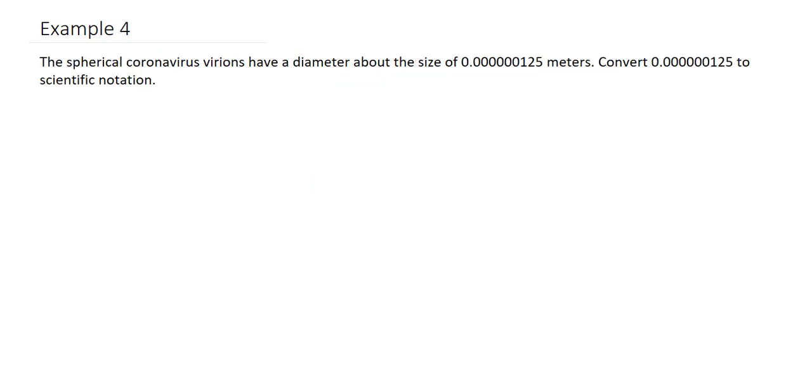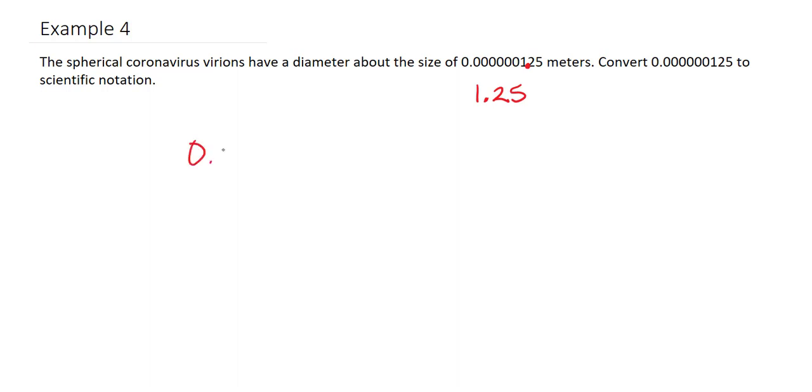Example 4. The spherical coronavirus virions have a diameter about the size of 0.000000125 meters. So let's convert this to scientific notation. Well, to get this to scientific notation, we need to move it to the right. So that means we're going to have a negative exponent, and we need to know how many. Well, we need this new decimal to be between the 1 and the 2, because the 1 is the first digit that's not a 0, so it actually counts. So we have this 1.25 is what we want it to be.